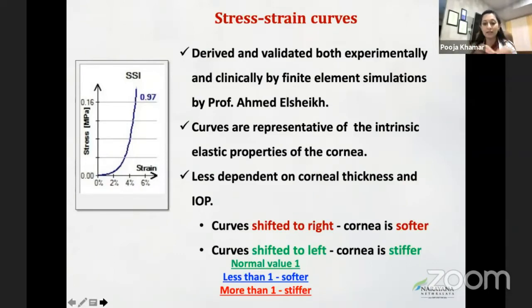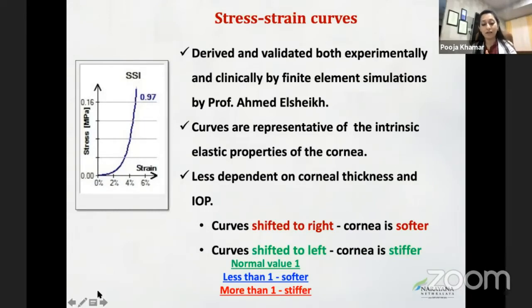And the curves are representative of the intrinsic elastic properties of the cornea. The advantage here is that it is less dependent on your corneal thickness and IOP. So the normal value is 1. This is also age related, and the normal value is based on the adult population. So any value less than 1 means it's softer.